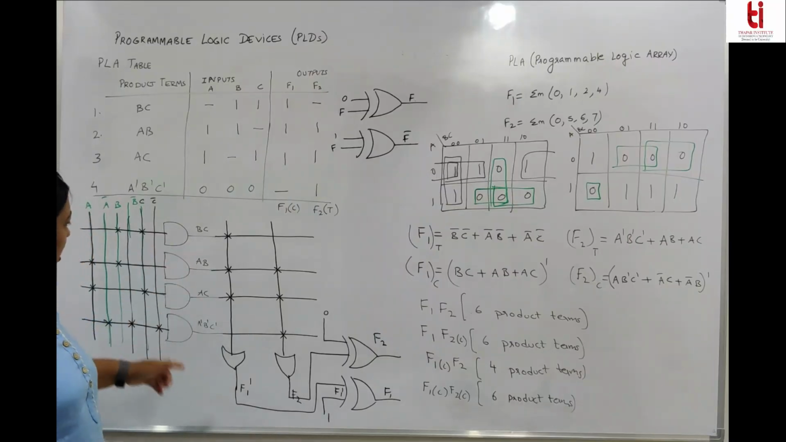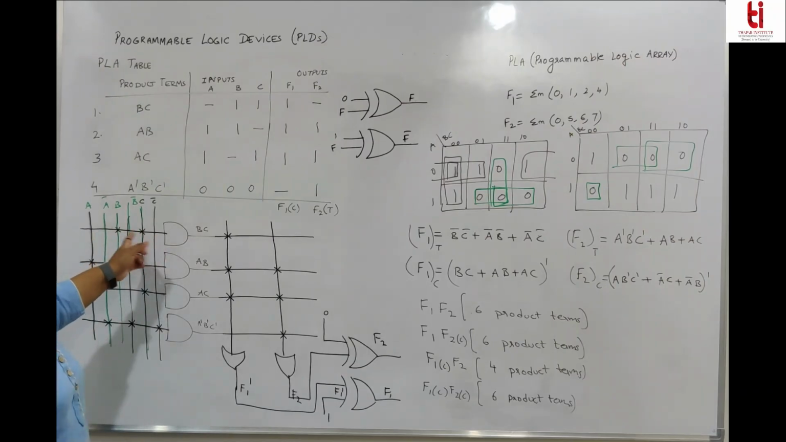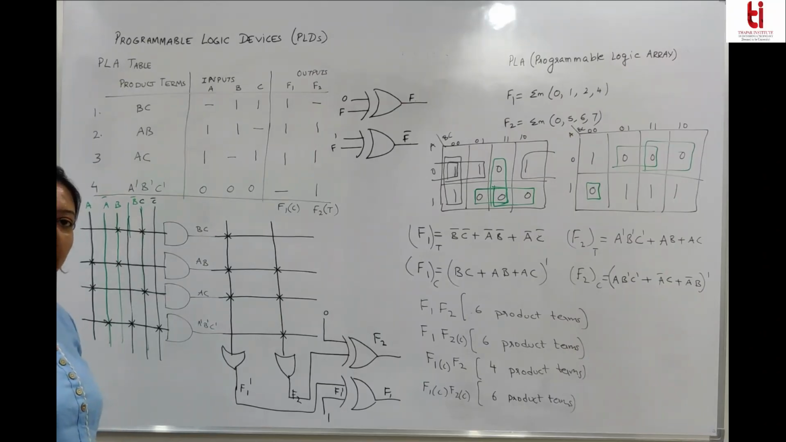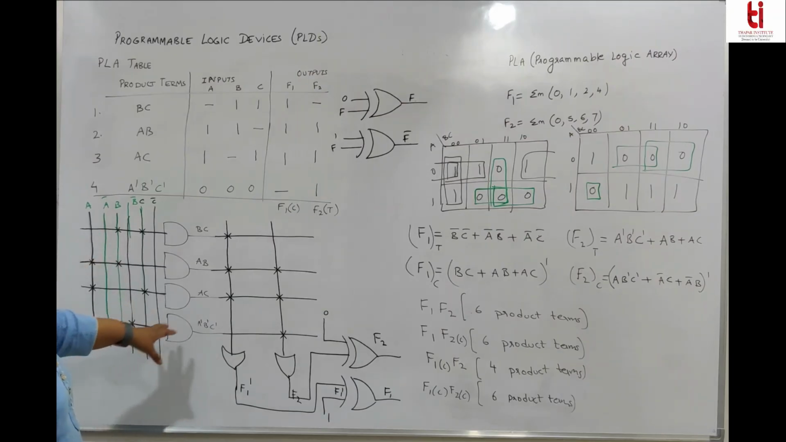So according to that, I have just made the circuit. There are 4 product terms, so there are 4 AND gates. These are the fusible links. I showed you when we started the lecture what the fusible links are and how they appear. What are the PLD notations? So these are the fusible links. Wherever there is no cross, they are blown off. Since both are programmable, you have fusible links at the input of AND gates as well as the input of OR gates.